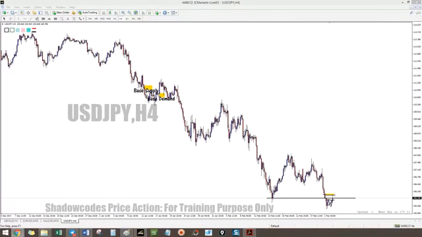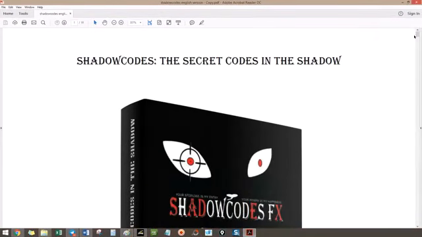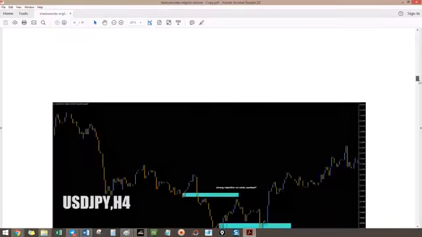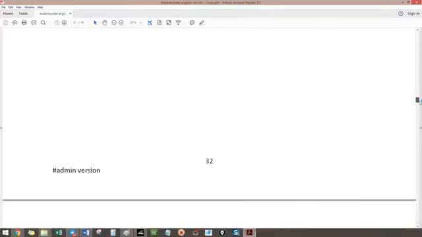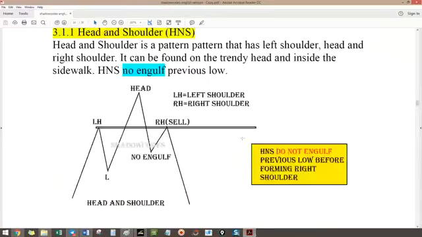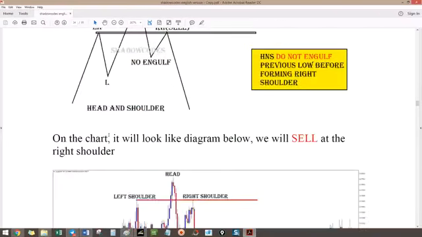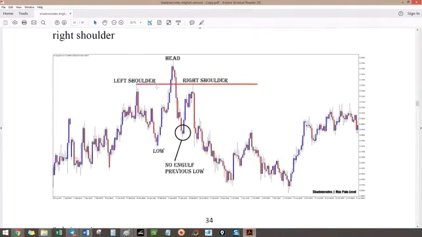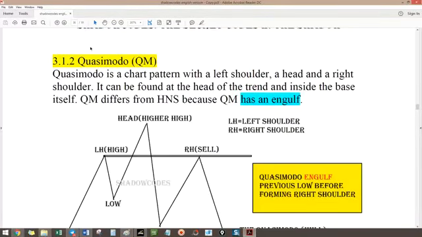Alright, let's start our class. So today we'll be going to learn the QM pattern. Okay, so we already went through the HNS, head and shoulder. Now we'll be learning the QM pattern, the Quasimodo. This is the basic one, the QM pattern.